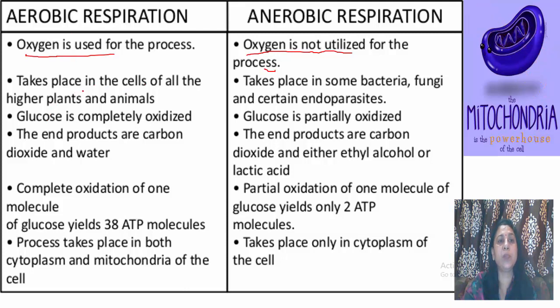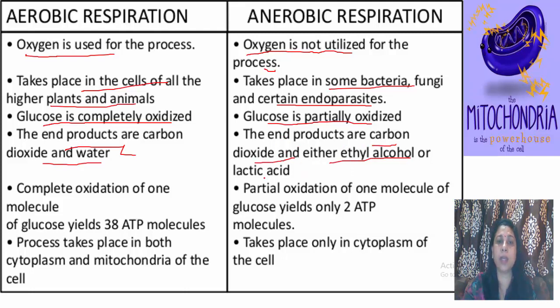Aerobic respiration takes place in the cells of all the higher plants and animals, whereas anaerobic respiration takes place in some bacteria, fungi, and certain endoparasites. In aerobic respiration, glucose is completely oxidized to release energy, whereas in anaerobic respiration, glucose is partially oxidized. In aerobic respiration, the end products are carbon dioxide and water, whereas in anaerobic respiration, the end products are carbon dioxide and either ethyl alcohol or lactic acid.